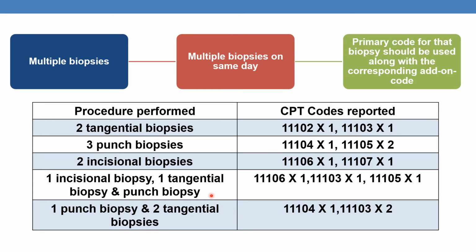This is an important point. The first lesion is reported by the primary procedure code followed by add-on codes for each additional lesion. So here for incisional biopsy you are giving the primary code followed by add-on codes for tangential biopsy and punch biopsy. Now the next scenario is 1 punch biopsy and 2 tangential biopsies are performed. So for 1 punch biopsy you are giving the primary code 11104 followed by the add-on code for 2 tangential biopsies, 11103, 2 units.